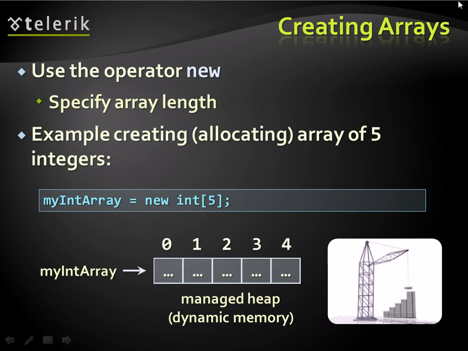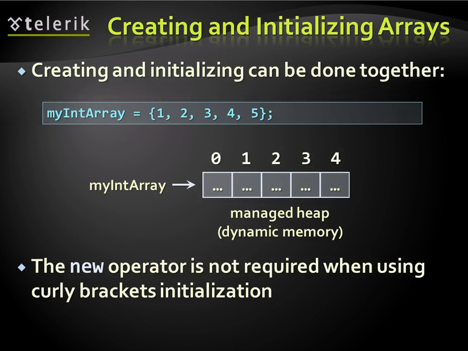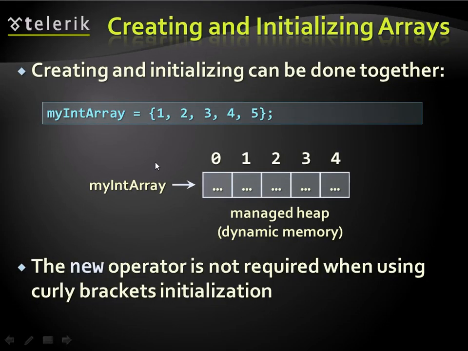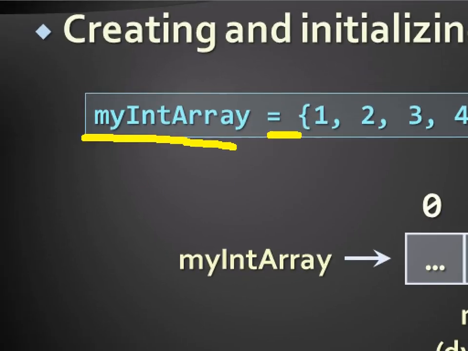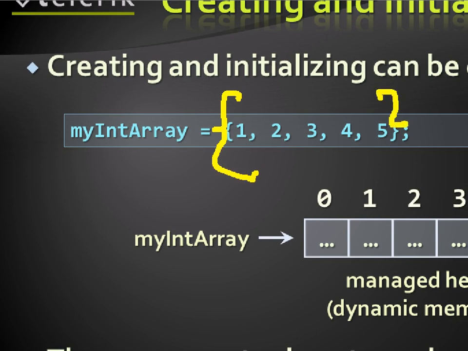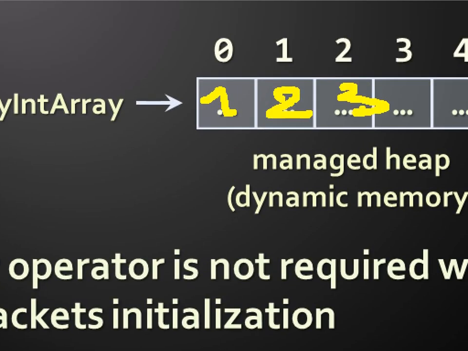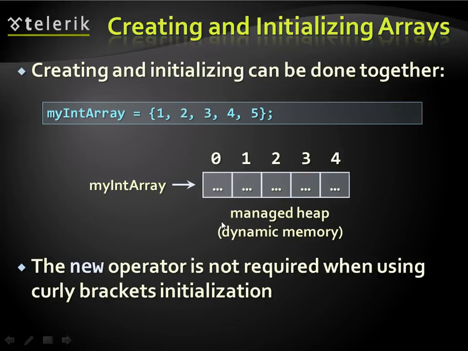So, once an array is created, we want to use it. But first, let's see how we can initialize an array with some fixed values. For example, we want to create an array which holds exactly these numbers, 1, 2, 3, 4, 5. We can just say my array equals, and we put the elements in these curly brackets with commas. And this fills the array. The picture is not good enough. The elements should be stored here. Okay, so the new operator is not needed here, and this is just a syntactic sugar in C#.